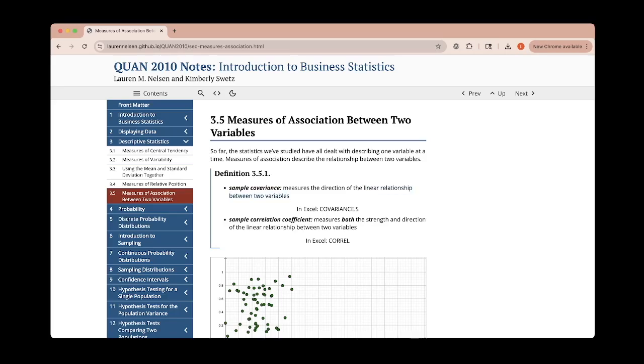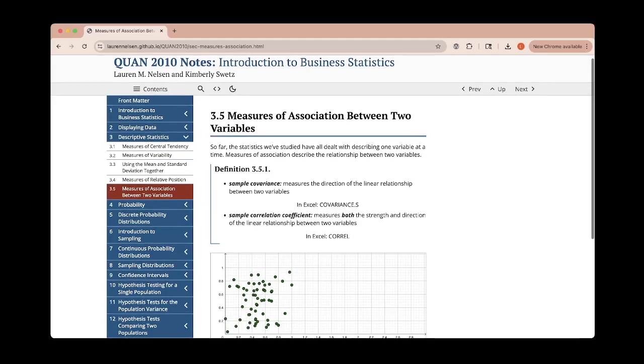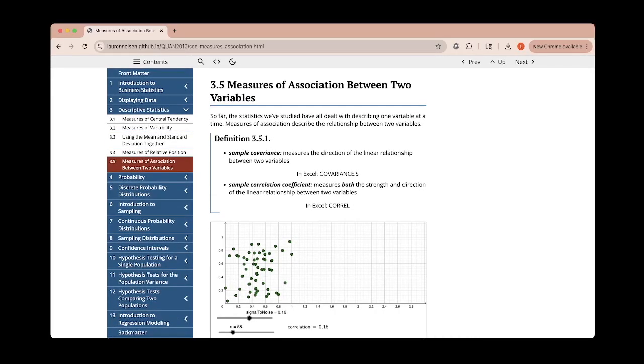And in Excel, we can use the command covariance.s. The .s here is for sample. The value that we get from the sample covariance tells us the direction of the relationship, but it's hard to interpret to understand if that means there's a strong or weak relationship between those two variables. And so we use something called the correlation coefficient that can measure both the strength and the direction of that linear relationship. And in Excel, we can use correl to find the sample correlation coefficient.